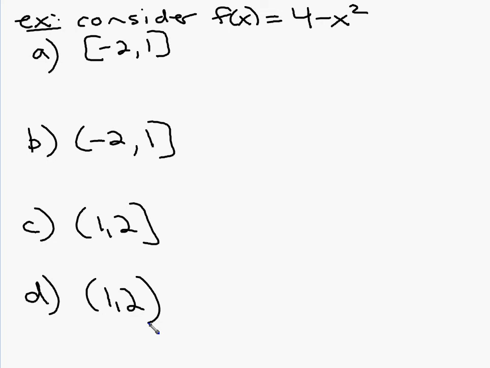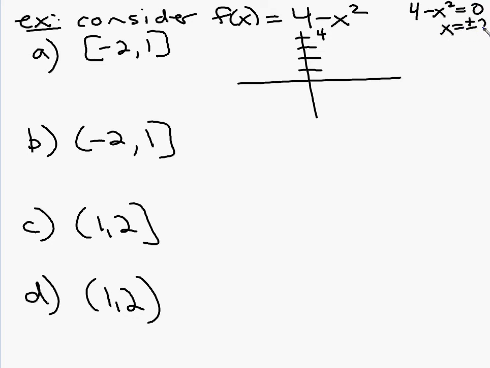Okay? Now, we all know what this function looks like. Isn't it an upside-down parabola moved up 4? Yeah. All right? So if I were to sketch this on part A, we know that it's going to come up to 4. I also know if I were to set 4 minus x squared equal to 0, I would get positive and negative 2 as zeros. So I know that this thing intersects at 2 and negative 2. But we're only concerned from negative 2 to 1. So here's the only part that I need to consider.